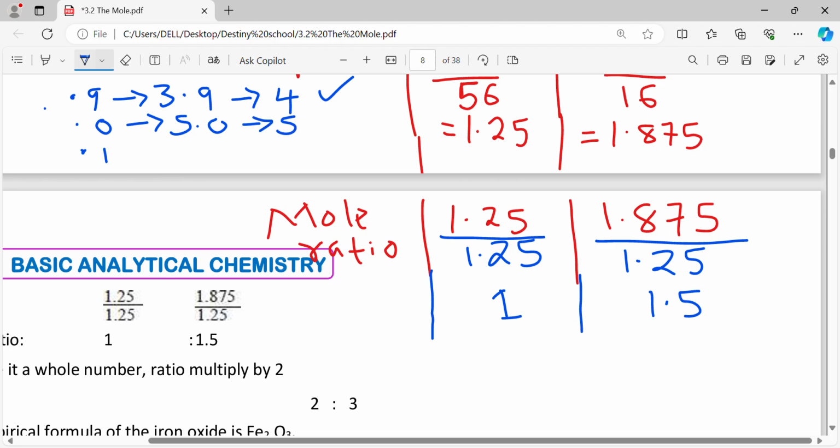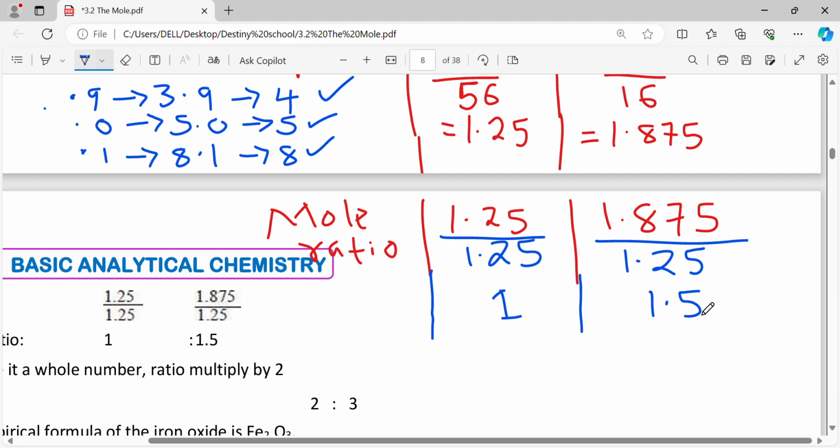For example, if you had 3.9, you can round off to 4. That one is okay. When you have something like 5.0, you can just leave it as 5. If you have something like 8.1, you can round off to 8. So these are the things you can round off: 0.9, 0.0, or 0.1. Otherwise, you just have to multiply by a certain factor to get the whole numbers.